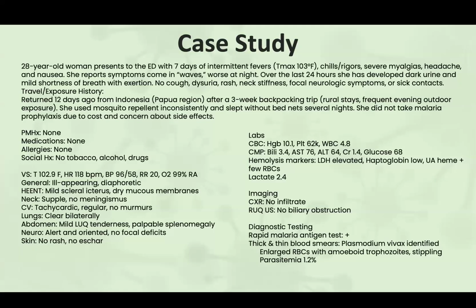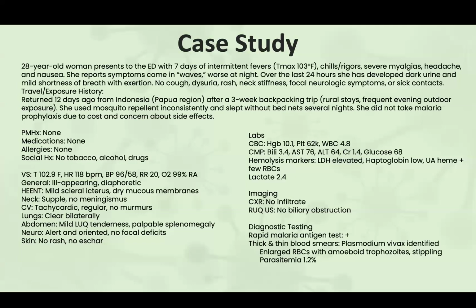Labs significant for CBC with hemoglobin 10.1, platelets 62,000, white blood cell 4.8. CMP shows bilirubin 3.4, AST 76, ALT 64, creatinine 1.4, and glucose of 68. Hemolysis markers: LDH is elevated, haptoglobin is low, and UA is heme positive with few RBCs. Lactate is 2.4. Imaging: chest x-ray shows no infiltrate, and right upper quadrant ultrasound shows no biliary obstruction.